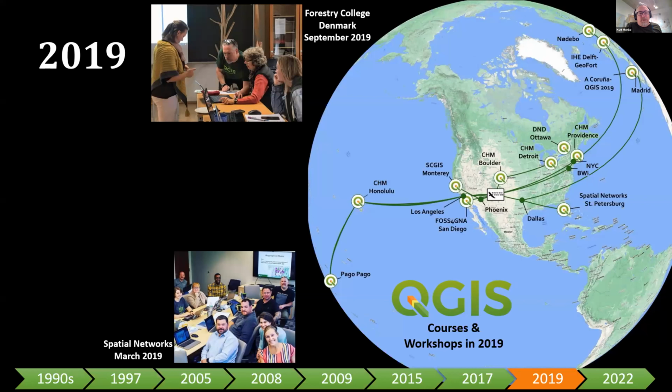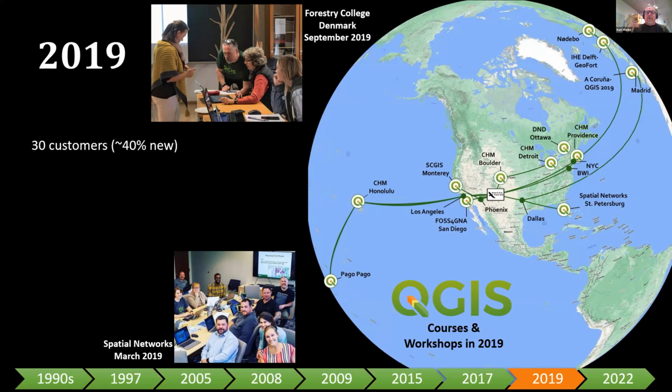So this brings me up to 2019, just a few years ago, which turned into just a crazy year for me. I still to this day don't even know how I managed to pull all this off. But this is a map I made in QGIS that shows all the trips I took in 2019 to do QGIS trainings. And it was just amazing.